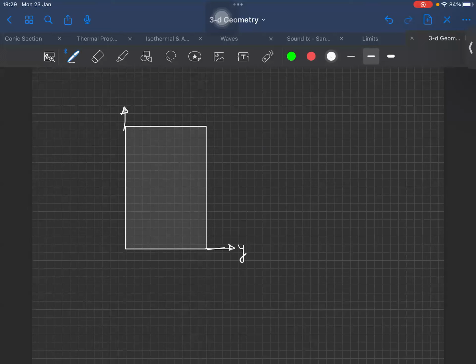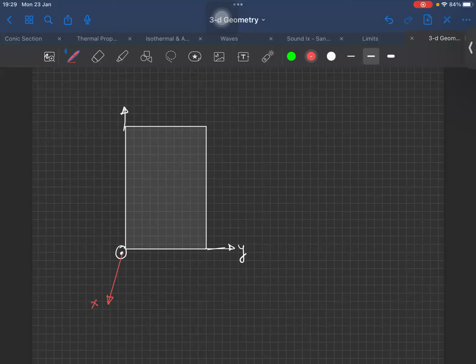So that means X is coming out of here. Coming out means we represent it by a dot. So X is coming out of this screen, right? That's why it is also called the X plane.